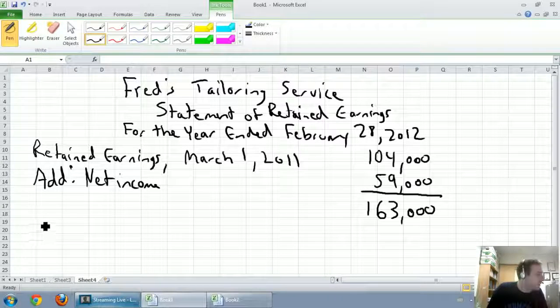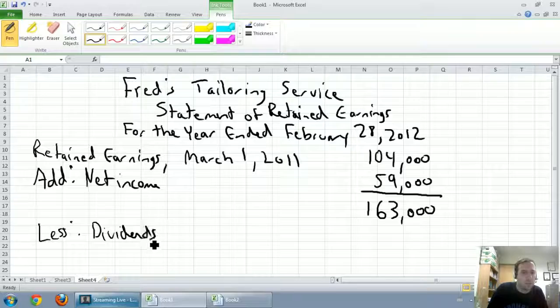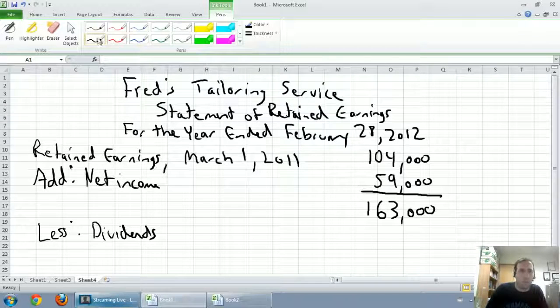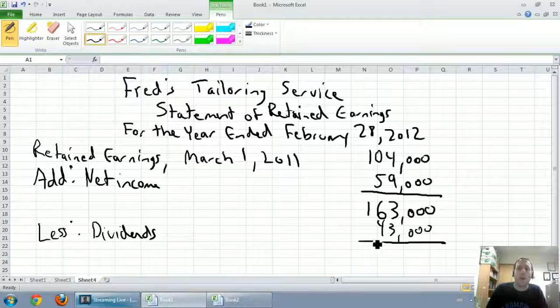So I'm going to deduct, and I write the word less when I want to minus it. So I'm going to say less dividends. And just to remind myself, Fred's dividends were $43,000, so I'll just punch that in here. $43,000. And so our total here, 163 minus 43, I'll put that in brackets as a negative. 163 minus 43 is $120,000.